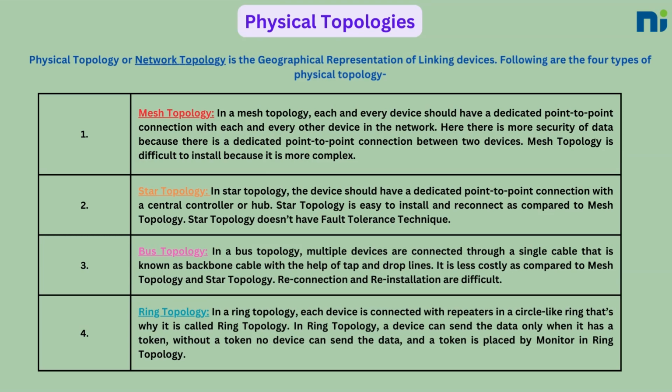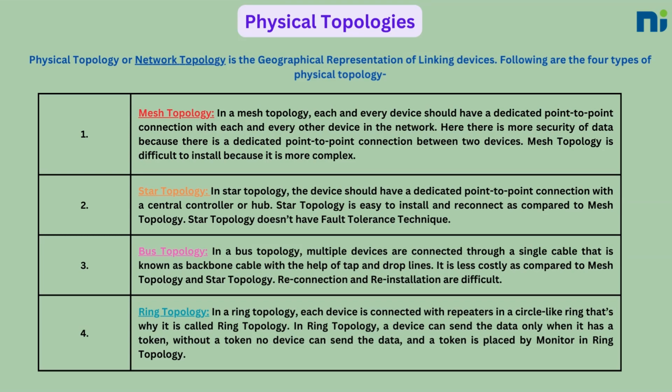2. Star topology. In star topology, the device should have a dedicated point-to-point connection with a central controller or hub. Star topology is easy to install and reconnect as compared to mesh topology. Star topology doesn't have a fault tolerance technique. 3. Bus topology. In a bus topology, multiple devices are connected through a single cable that is known as the backbone cable with the help of tap and drop lines. It is less costly as compared to mesh topology and star topology. Reconnection and reinstallation are difficult.